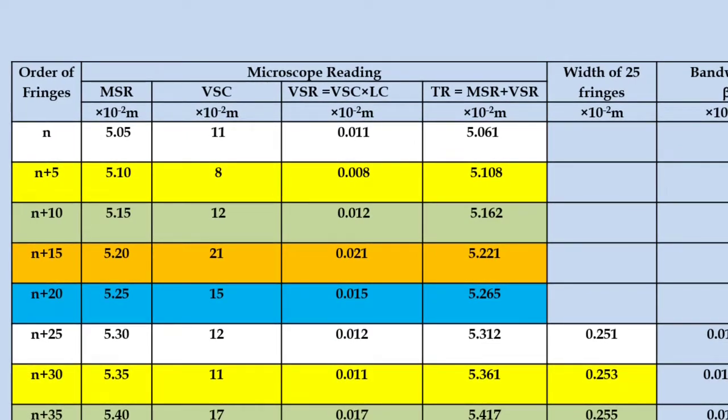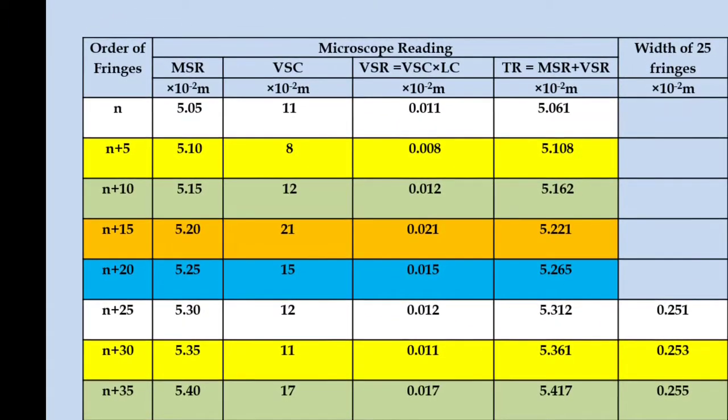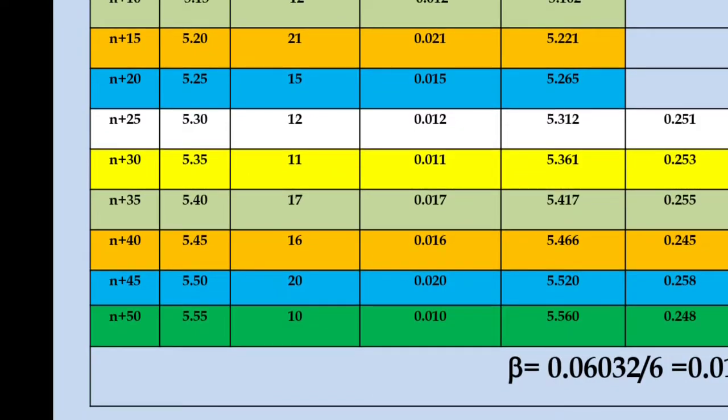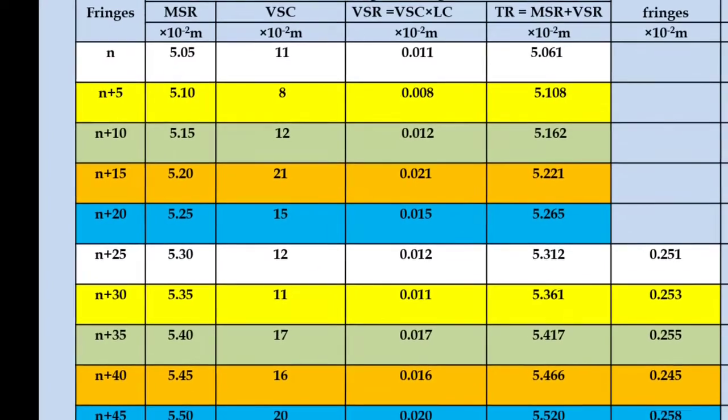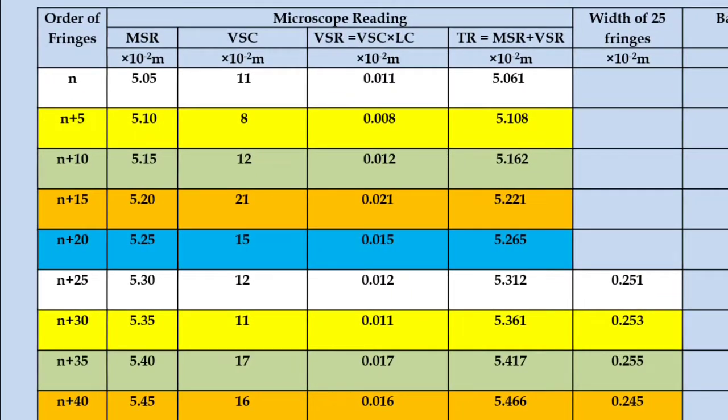Next is to find the width of 25 fringes. It is not necessary that we find the width for 25 fringes. We can go for 20 fringes or 30 fringes, or even the width of 5 fringes. Here I have computed the width of 25 fringes. We have taken the readings from the nth fringe to the n plus 50th fringe in steps of 5 fringes.